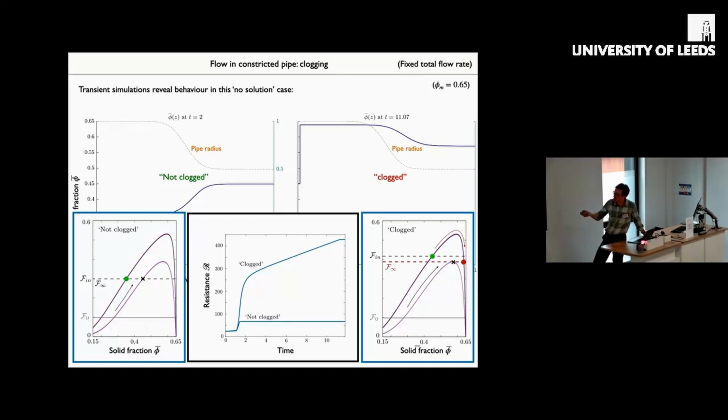So you get an upstream phi, which is this red dot here. You might think it would just drop to this point here, but it doesn't. Because it's backing up solid, by causality it has to push you around to this branch here. So that's what we would call clogged.